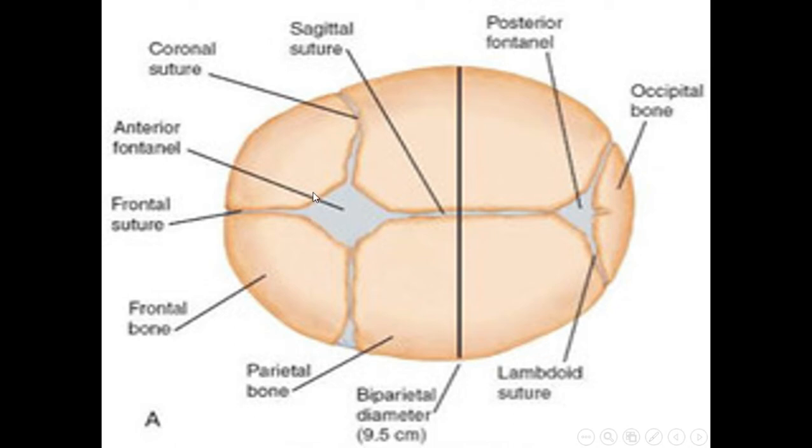and the anterior end of the anterior fontanelle is called the frontal point. So we have here the vertex point, here the bregmatic point, which is the center of the anterior fontanelle, and here the frontal point at the anterior part of the anterior fontanelle. So vertex, bregmatic, and frontal point.